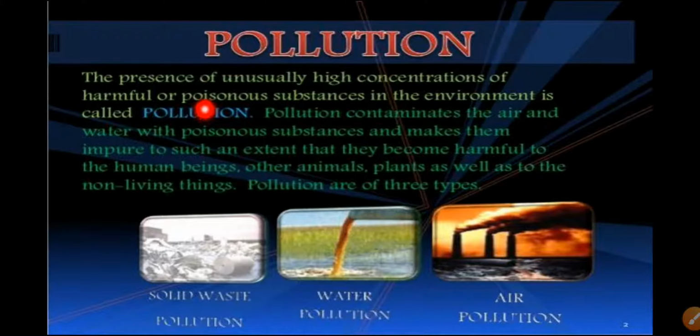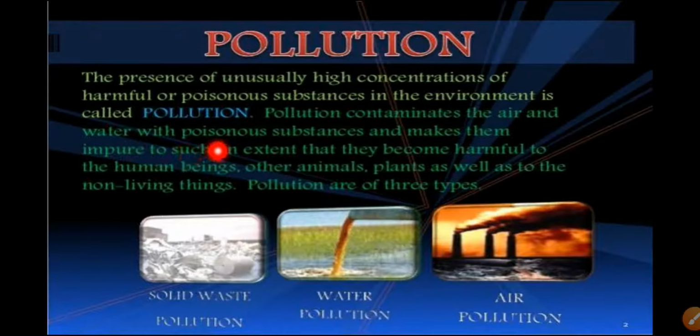If we see here, the presence of unusually high concentration of harmful or poisonous substances in the environment is called pollution. So when unwanted material or highly concentrated harmful or poisonous substances collect more and more in the environment, then it is called pollution. So pollution contaminates air as well as water and soil also. So we have heard of air pollution, water pollution, soil pollution as well as noise pollution.